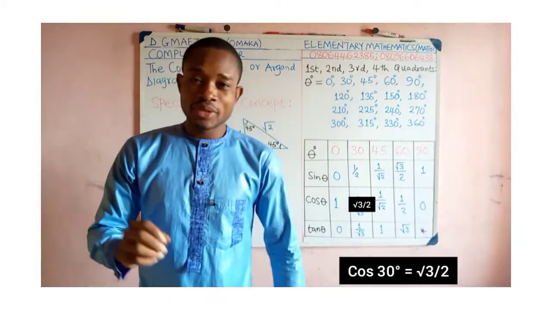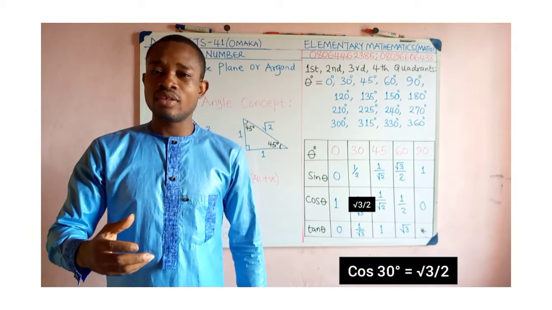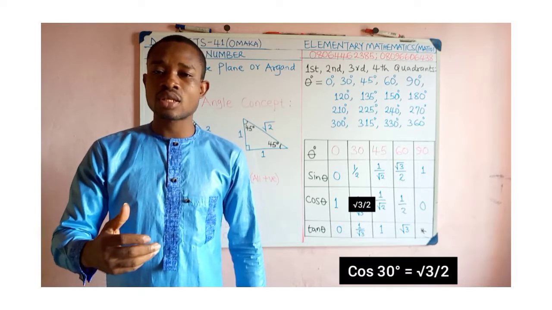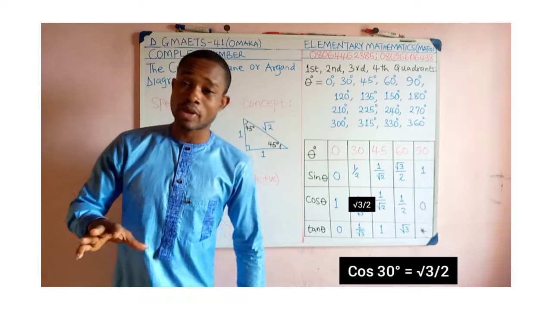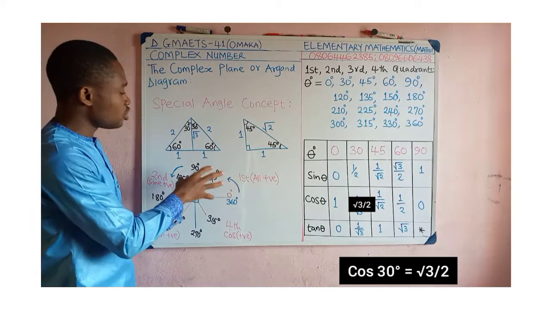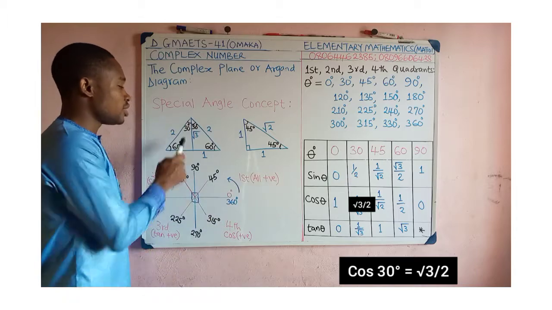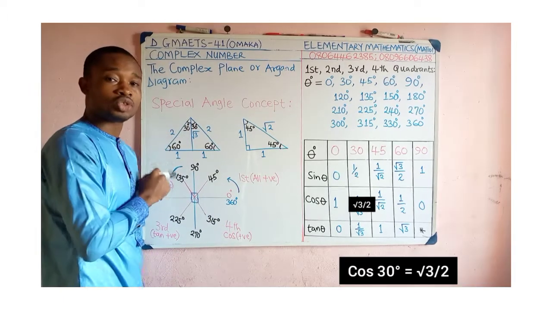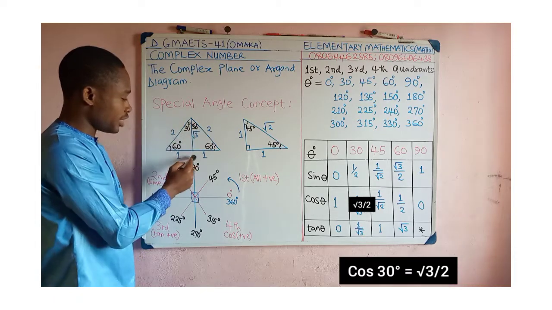In this video, we're going to learn how we can evaluate the sine, the cos, the tan of special angles. So we're looking at the concept of special angles. Let us quickly take a look at this board, and you would notice that I've got certain diagrams here. This triangle is an equilateral triangle. Are you following? So all sides are equal to 2 units.